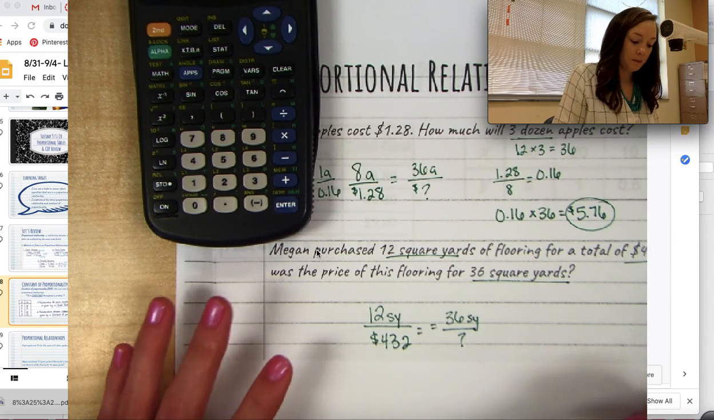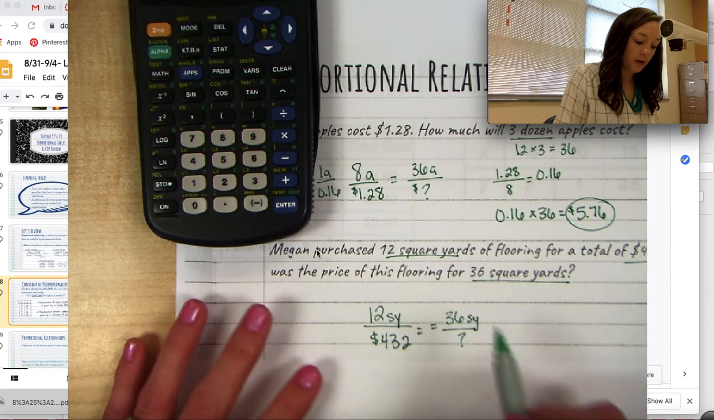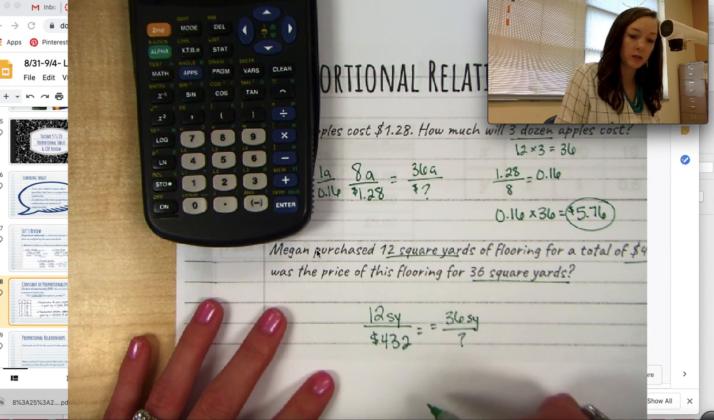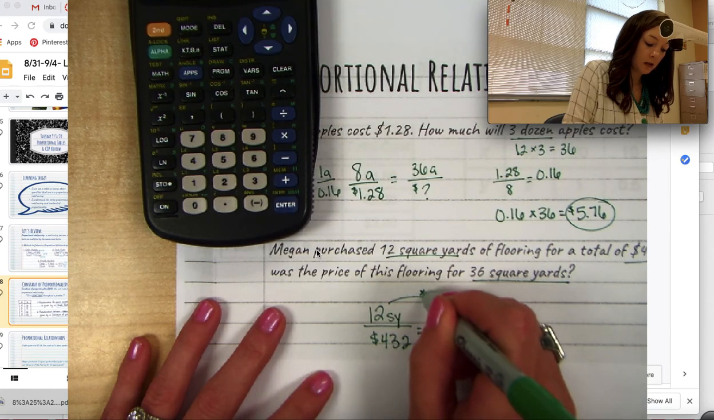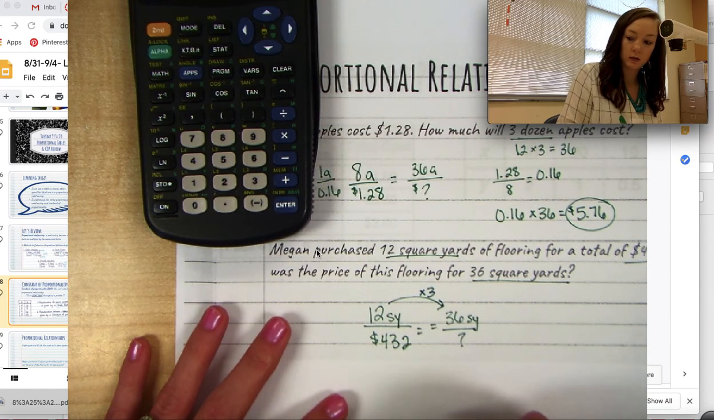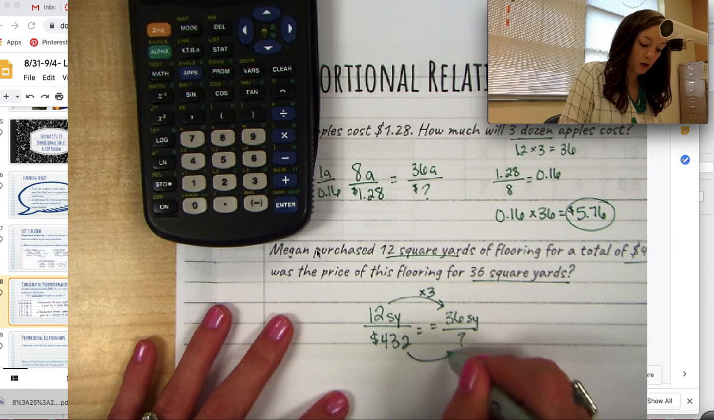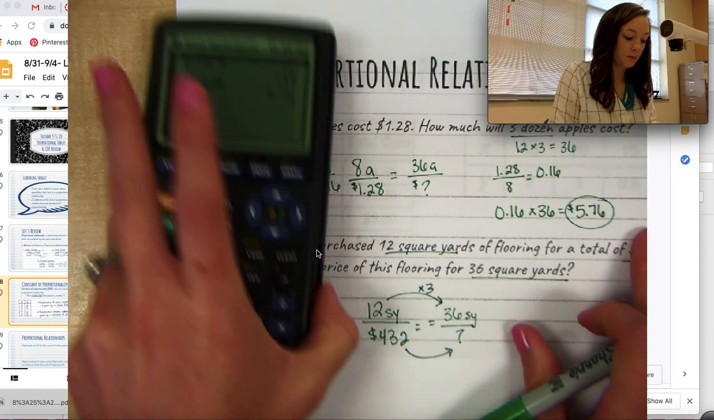Well, this time, instead of using that unit rate, I want to maybe use the scale factor method. I know that 12 times 3 gives me 36. So let's do 432 times 3.